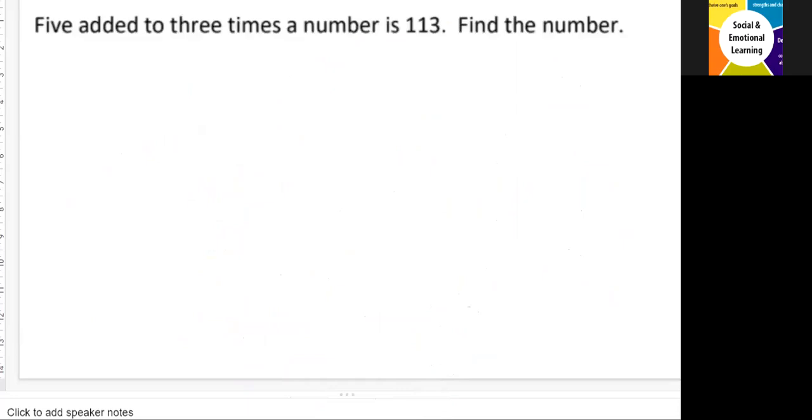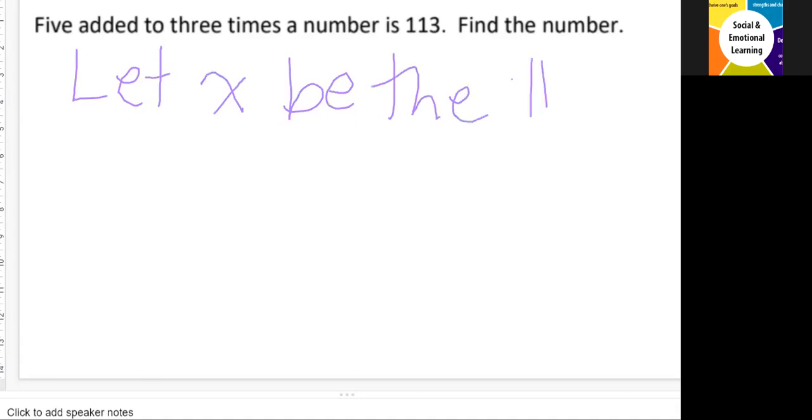Okay, let's end on a word problem, because algebra and word problems go hand in hand, okay? So look, 5 added to 3 times the number is equal to 113. Find the number. Now let me say this, don't tell me the answer. I don't want to know the answer. When you get a word problem, you have to introduce your variable. I'm going to let my x be the number. That's called introducing your variable. Let x be the number we're looking for.